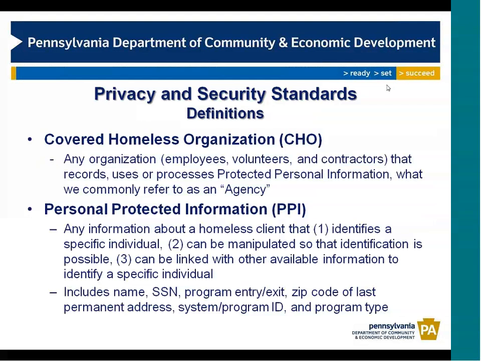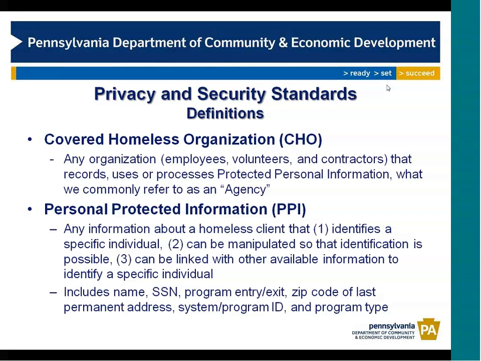Now, a couple definitions, a couple acronyms that we are going to use very heavily throughout the training. First, we have CHO, which is a covered homeless organization. This is any organization and all employees, volunteers, contractors that records, uses, or processes personal protected information, basically client information. And that is what we commonly refer to within PA HMIS as an agency, and it includes all associated staff.